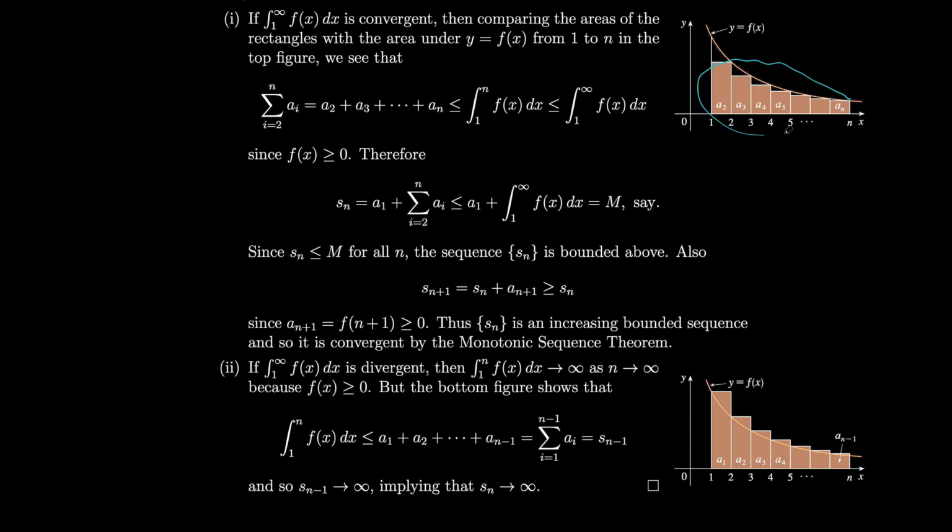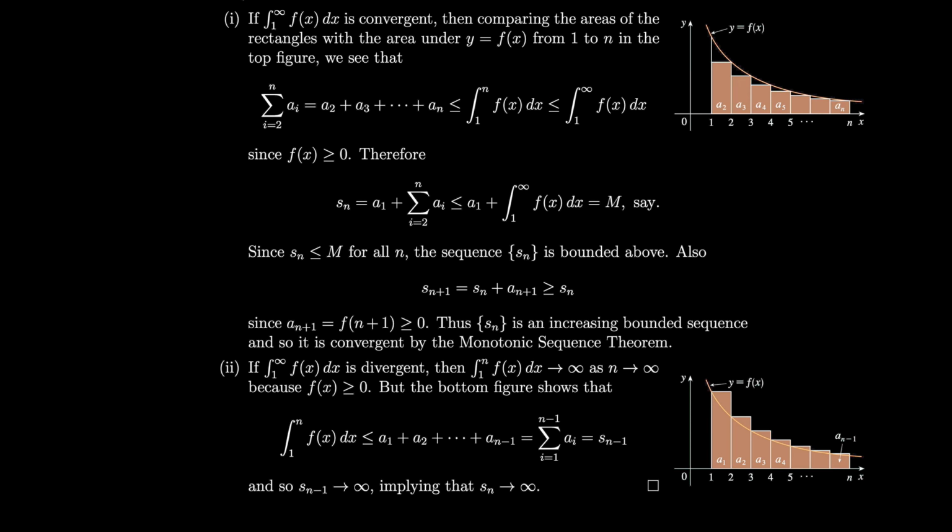So if we add up all of these areas, we get the sum of all of these a_i starting at 2. That must be less than or equal to the area underneath the curve, because look at all these gaps in between. The area underneath the curve from 1 to n must be even smaller than if we went on forever. So the integral from 1 to n is smaller than the integral from 1 to infinity, which means we have this sum from 2 to n smaller than the integral from 1 to infinity.